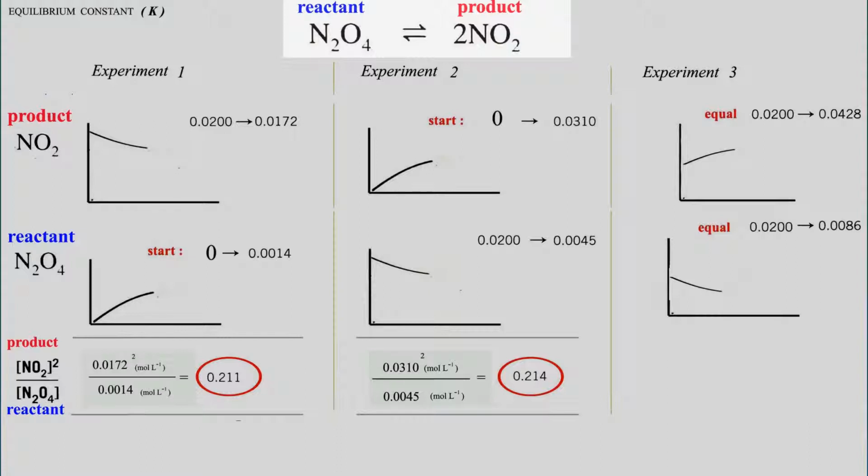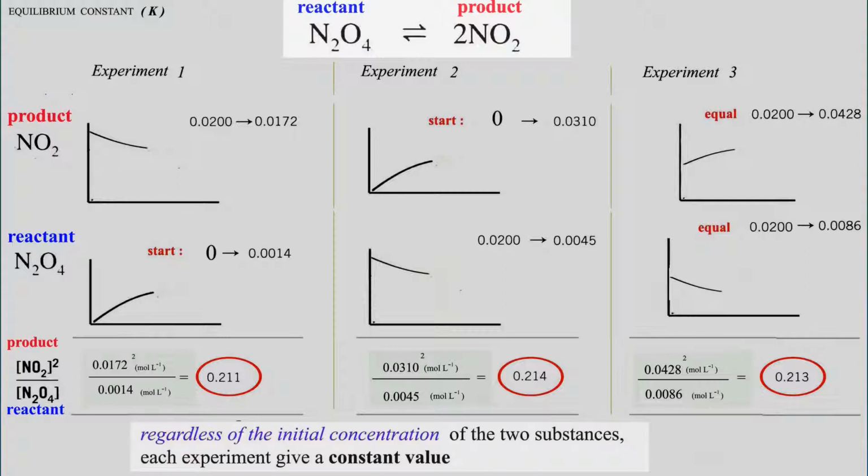And now I'm going to test this number. Product over the reactant rule. And now you see these three numbers, they all equal 0.21. So it proves one point. Regardless of how you start the concentration, whether you start with plenty of A or plenty of B, it doesn't matter. They all will come to the same constant value. And when you apply this constant value into this equation, it will reveal it.